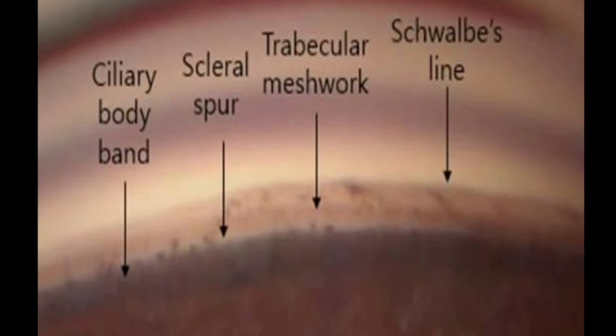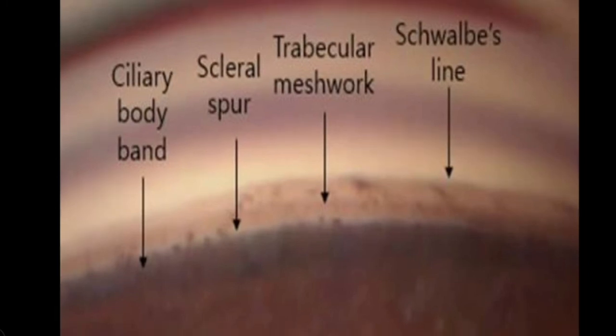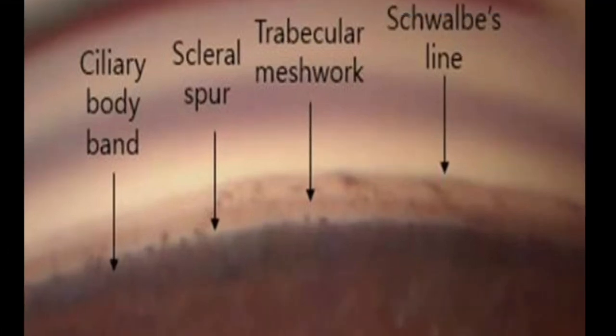So what do you see when you visualize the angle? This is what you observe when you see through the goniolens. From anterior to posterior we have Schwalbe's line, trabecular meshwork, scleral spur and the ciliary body band. Let me explain how each structure will look.